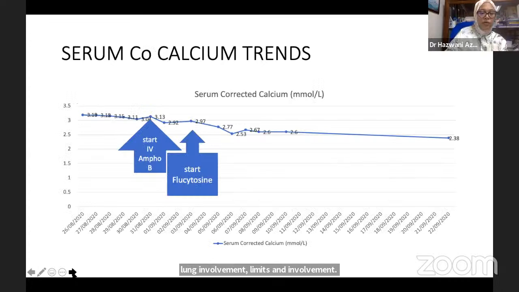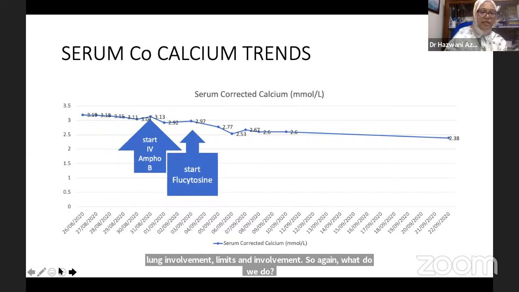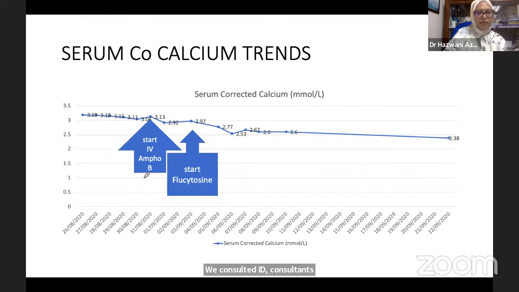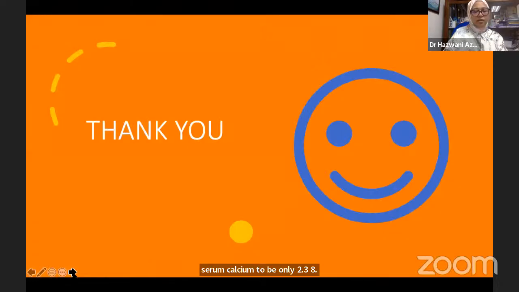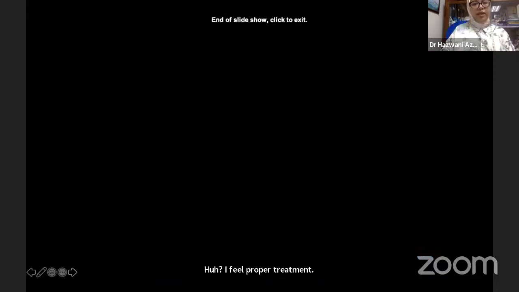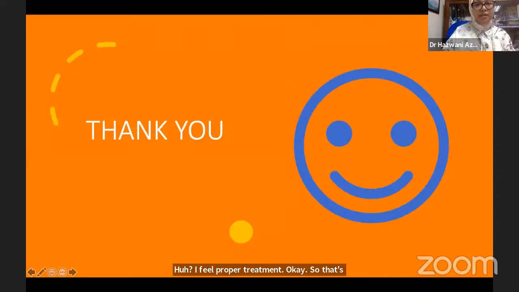So then what did we do? We consulted ID consultants, and the patient was started on IV amphotericin B, subsequently given tablet flucytosine. As you can see, after he was discharged, after almost completing the treatment, he maintained the serum calcium to be only 2.38 after proper treatment. Okay. So that's all. Thank you from me.